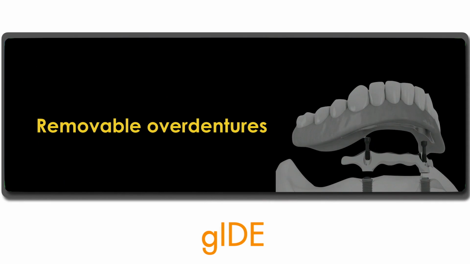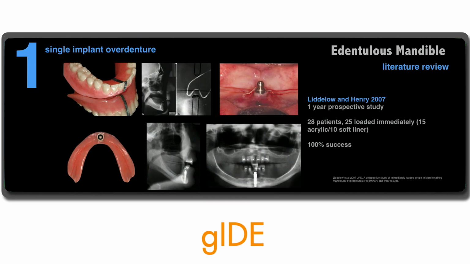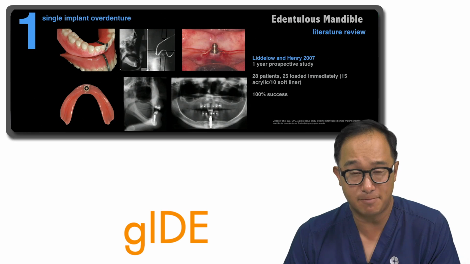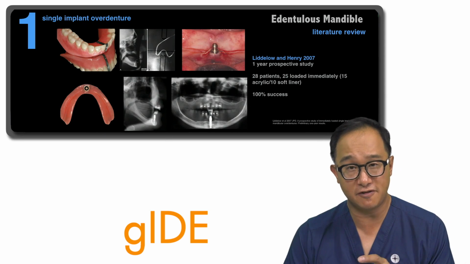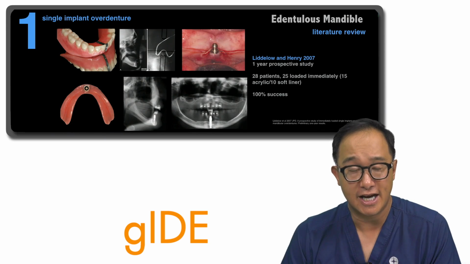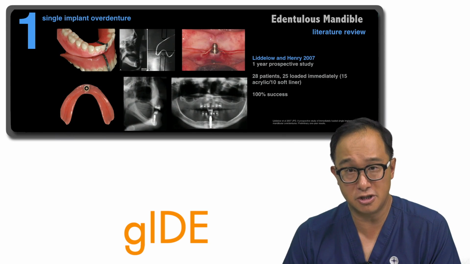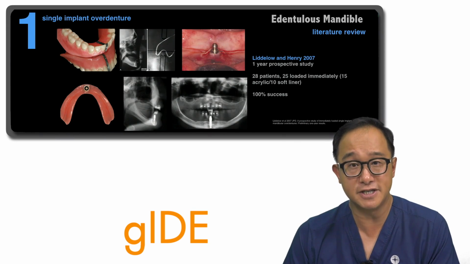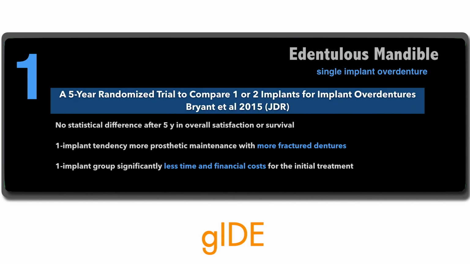So let's look into more detail now at some of the evidence behind single implant overdentures. Let's look at some of my colleagues' work from Australia. Glenn Littlelow and Patrick Henry carried out immediate loading of single implant overdentures. They placed an implant and immediately loaded 25 out of the 28 patients, and they had a 100% success rate on immediately loaded single implant overdentures. Bryant in 2015 also carried out a five-year randomized trial to compare one or two implants for implant overdentures. And what did they find?